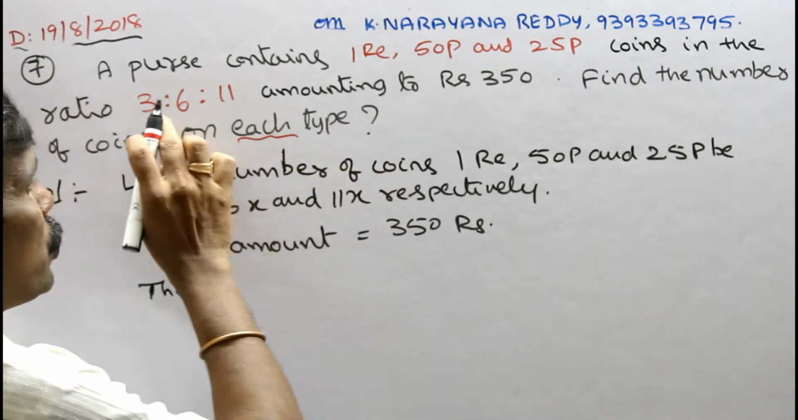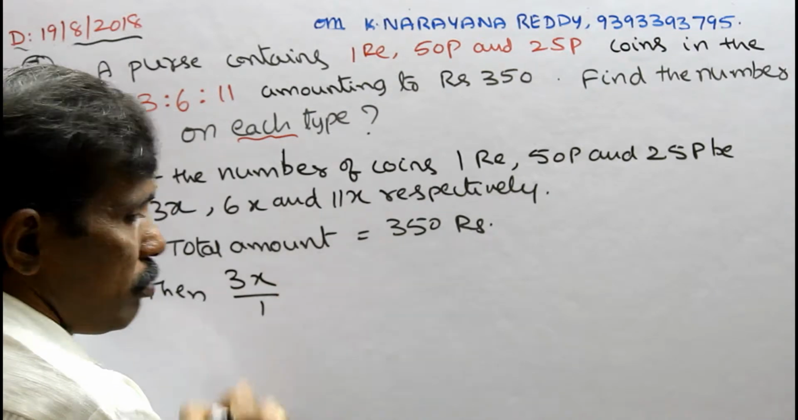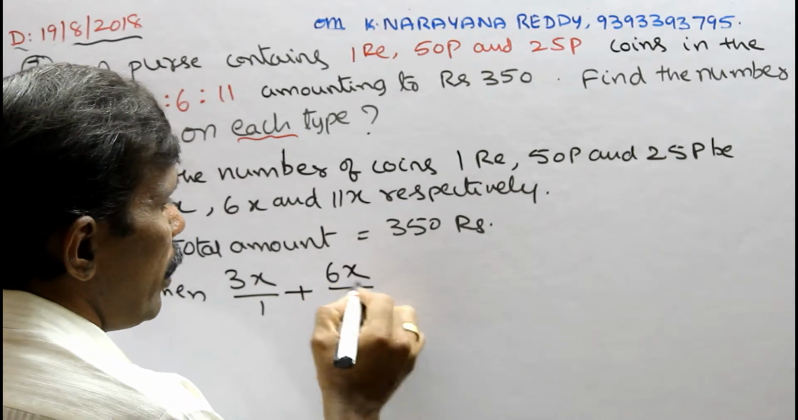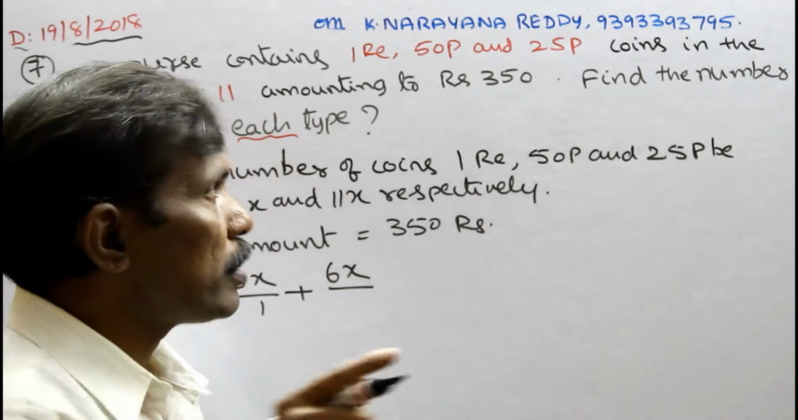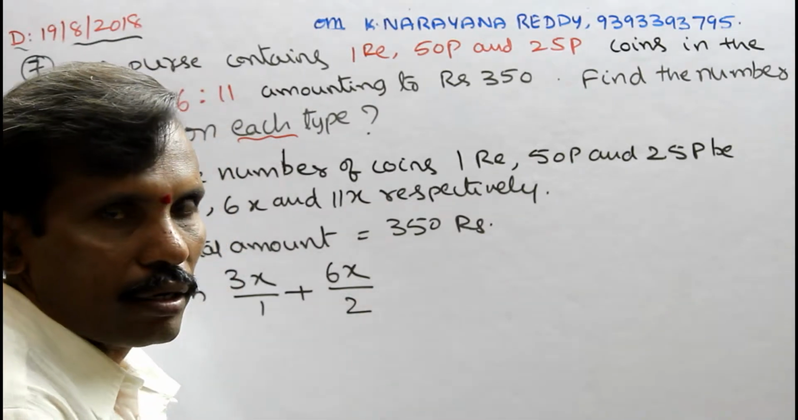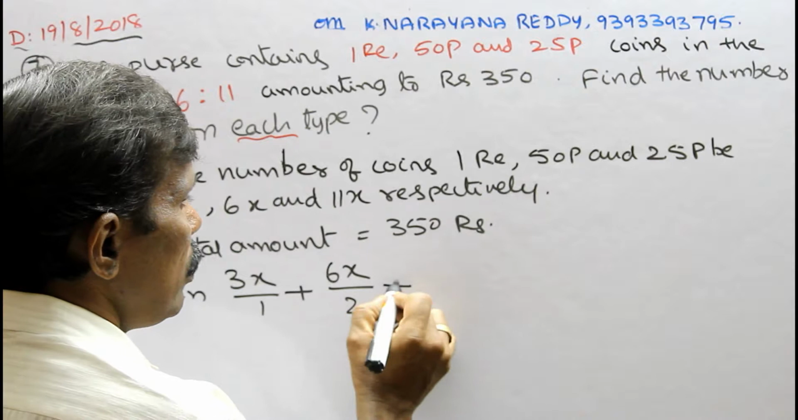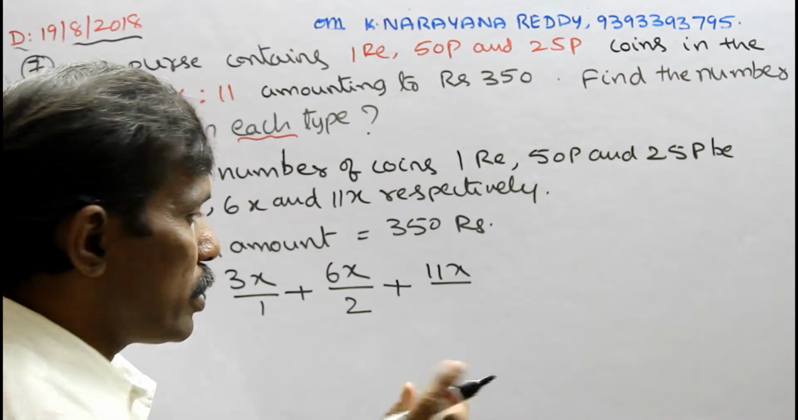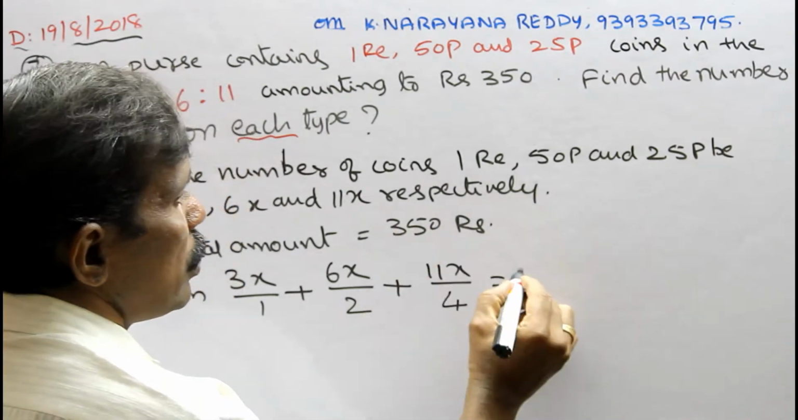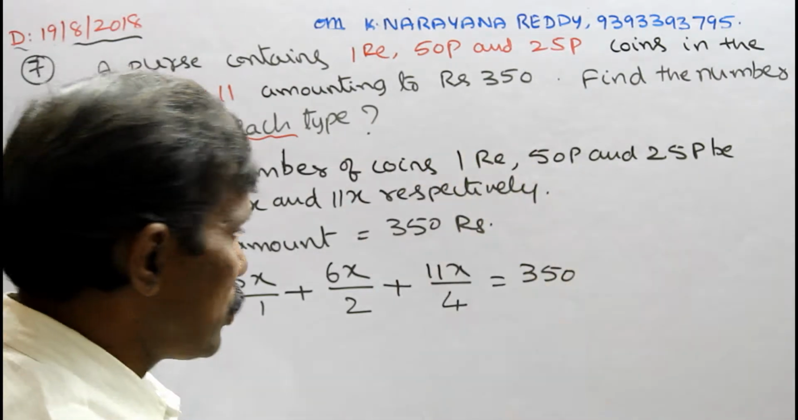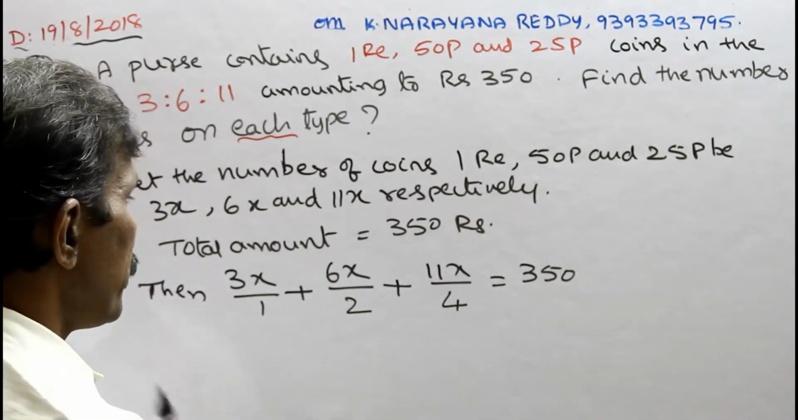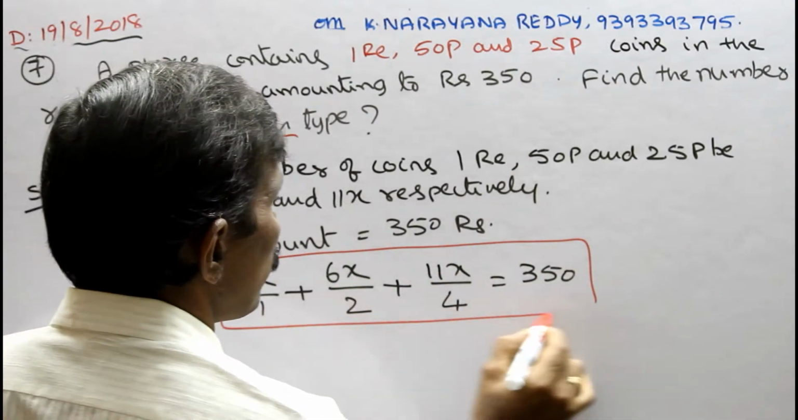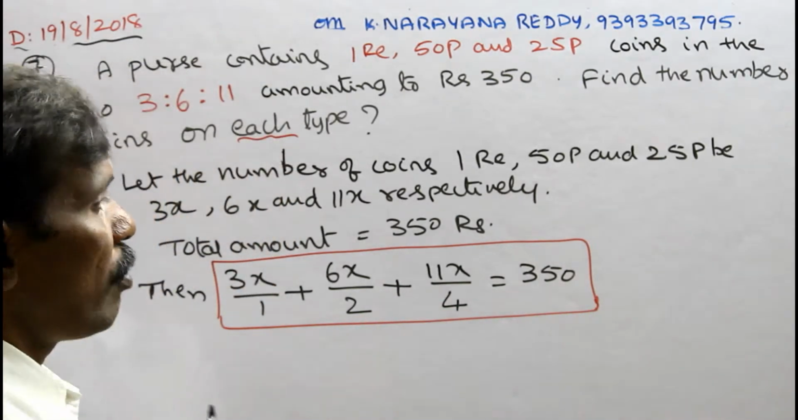So 1 rupee means what is the ratio? 3x divided by 1, for 1 rupee coin is 1 rupee. Plus 6x divided by, how many 50 paise coins do we want for 1 rupee? 2 coins. Yes or not? 2 50 paise is 1 rupee. Again 11x divided by, how many 25 paise coins do we want for 1 rupee? 4 coins. 4 equals 350 rupees. So this is the most important point in this problem.